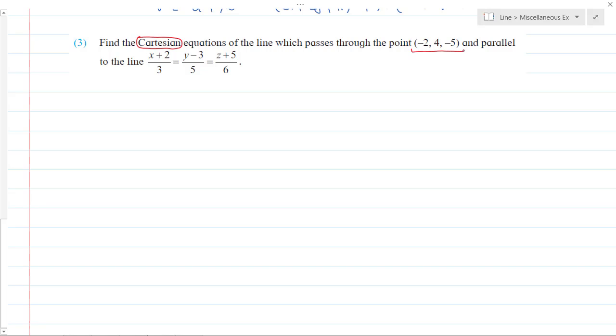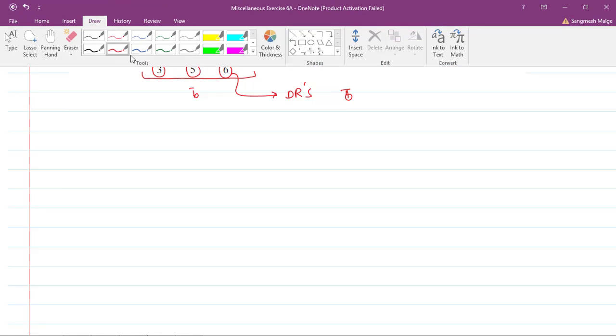Tell me which point it is. Of course it is a point A and parallel to the line. Yes, this is my b bar. But they have given this b bar in the Cartesian form, and you know that if the Cartesian form is given of a line, then the denominators are nothing but the direction ratios of the line b bar. Okay, perfect.